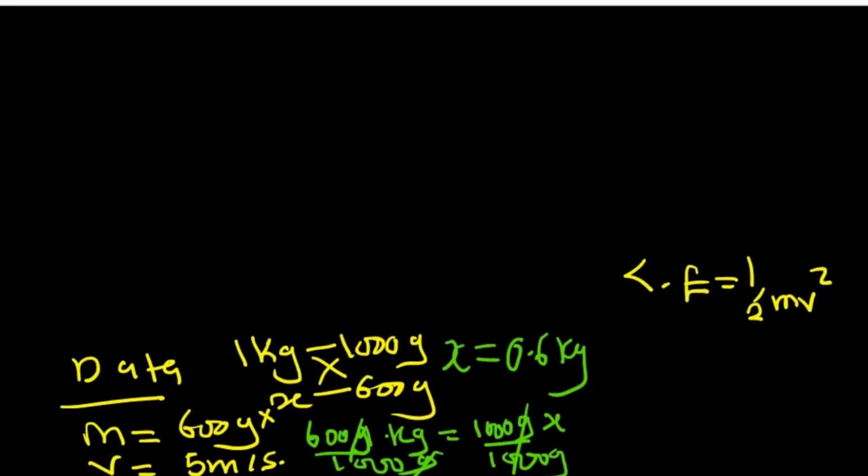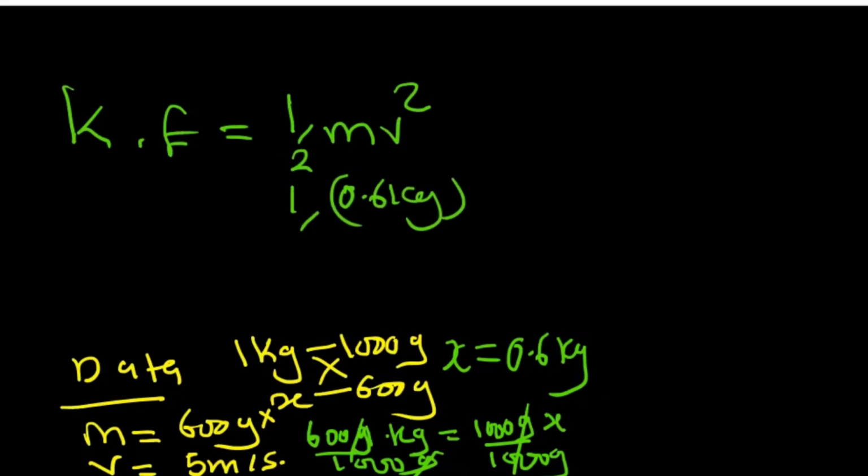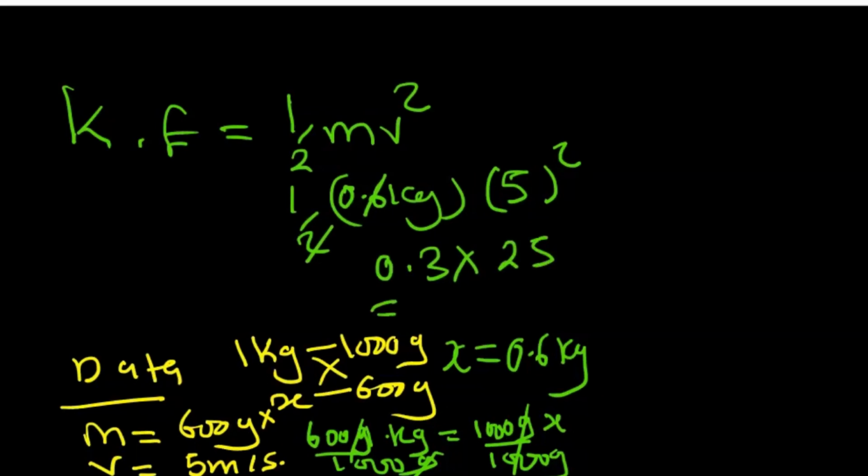So now, kinetic energy, KE, is equal to half mv squared. We have the mass, which is 0.6 kg, half here. We have velocity, which is 5 squared. Okay? So this one, 2 into that one, we are going to have 0.3 multiplied by 25. So the answer is 7.5 joules.